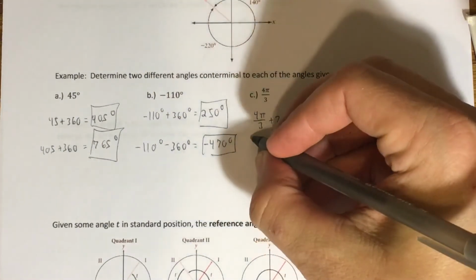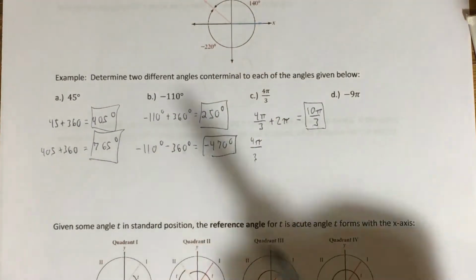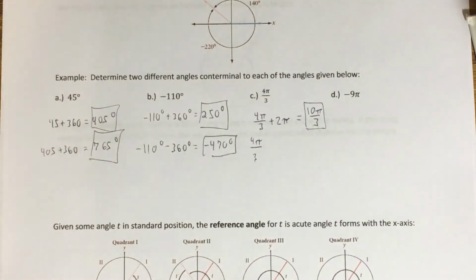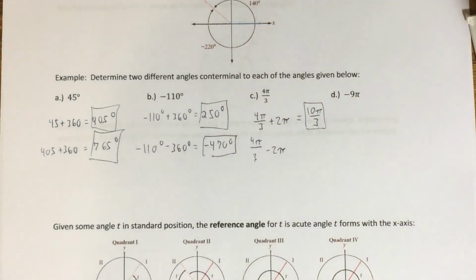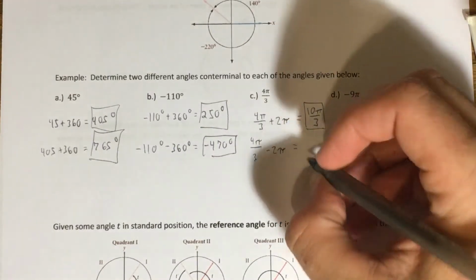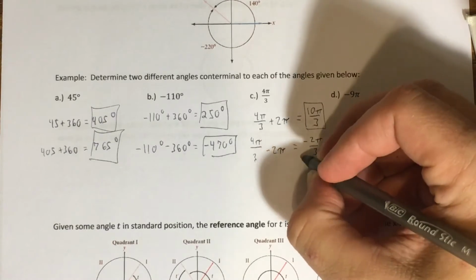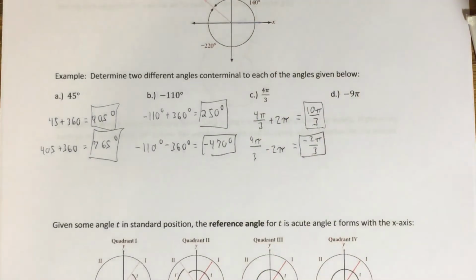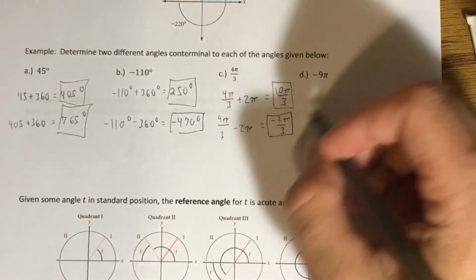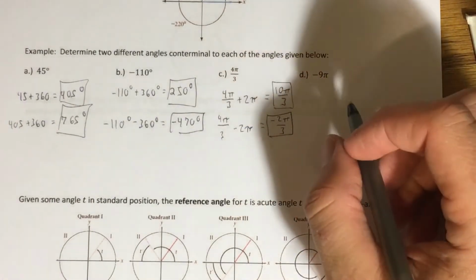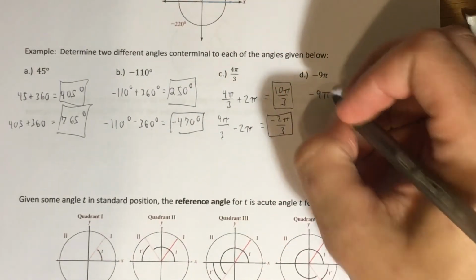Sticking with the theme of the last example that we did, this one here, I'm going to try subtracting a full circle. So I'm going to subtract 2 pi. I know that that would also give me a coterminal angle to 4 pi over 3. So in this case, this comes out to negative 2 pi over 3. And again, make sure you're comfortable with where I'm getting an answer like that. I'm not showing the common denominators, but you would need to be doing that either in your head or on paper.